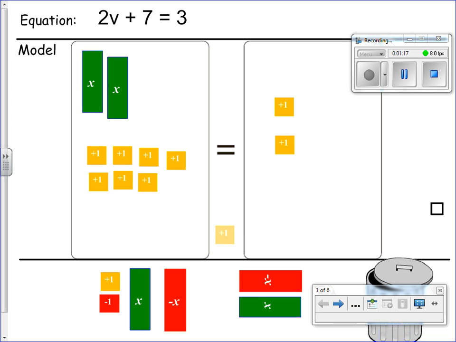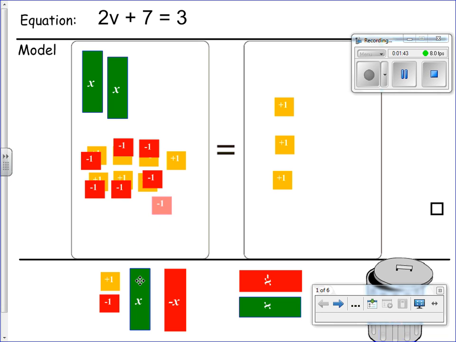Now remember what we talked about when solving two-step equations. I want to get rid of the number that's by itself. So I need to subtract 7. I need to get rid of the 7. I can't do it to just one side, so I need to put 7 zero pairs up here, at least on this side. And you should be modeling this on your paper, showing 7 negatives. Whatever I do to one side, I've got to do to the other, so I'm going to put 7 negatives over here as well.